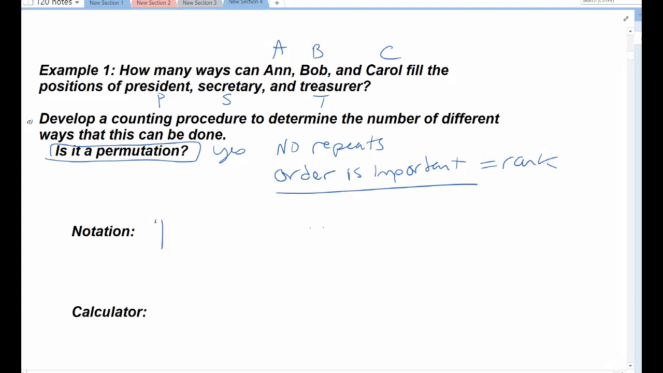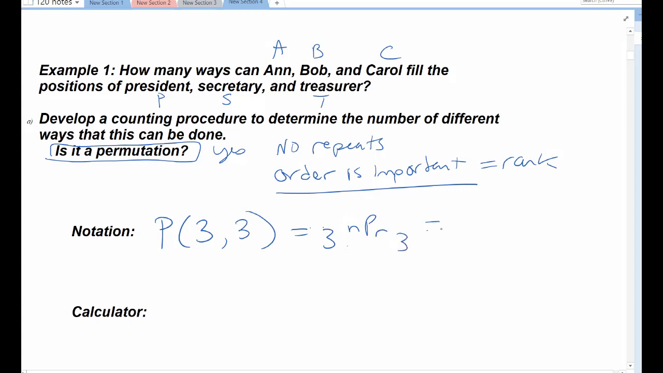Right, so the notation, well, it's a permutation. I've got 3 people I'm selecting to fill 3 spots. So it's 3 choose 3. Right? I'm filling 3 people in 3 spots. And the calculator, this is how it's going to go in. It's going to be 3, my permutations formula, 3.